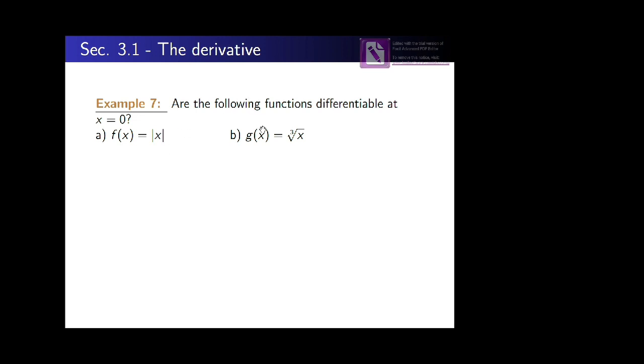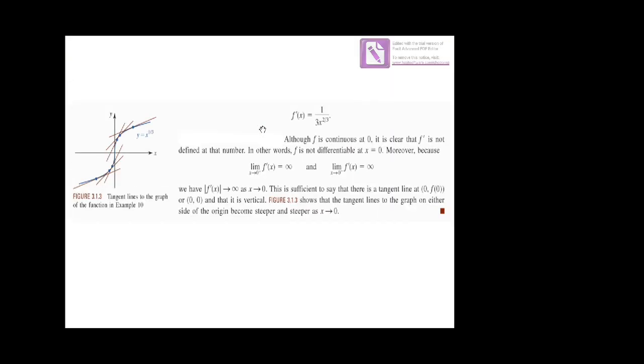Let us see g of x equals the cube root of x. So for this function we have the graph of y equals x to the power 1 over 3. The derivative of this function is given by 1 over 3 x to the power 2 over 3. This function is continuous at 0, because it is clear from the graph, but f prime is not defined at that number. So at 0 the derivative is not defined, because we cannot find f prime of 0: if you plug in 0, you get 1 over 3 multiplied by 0, which is 1 over 0, and this gives us infinity.